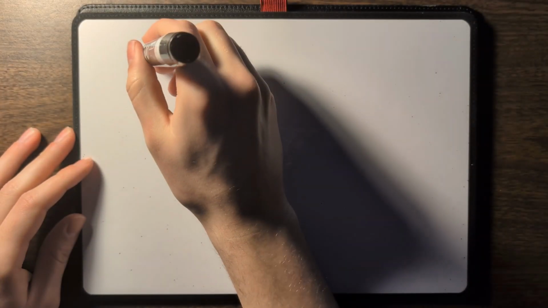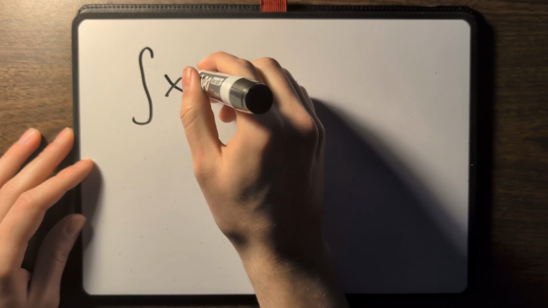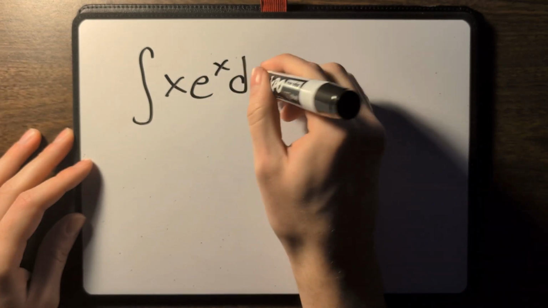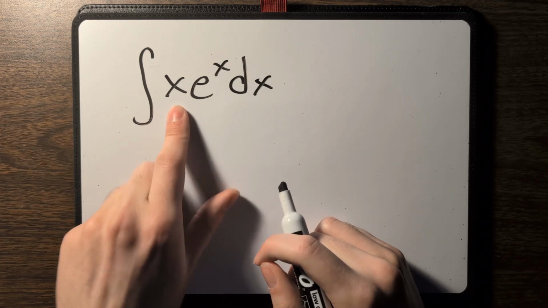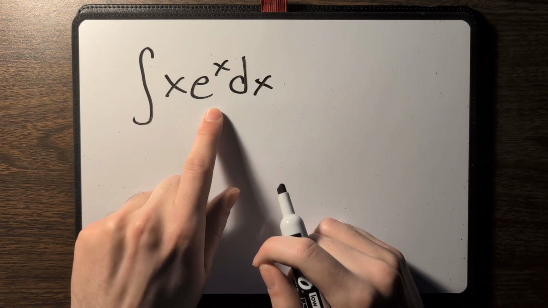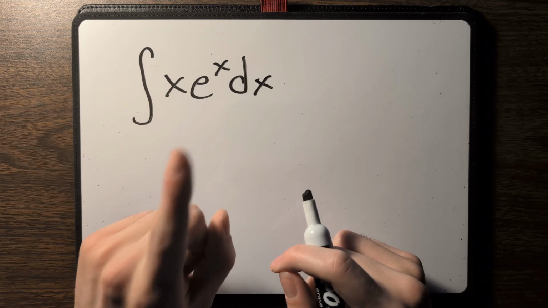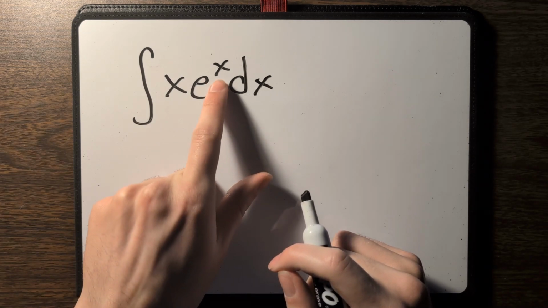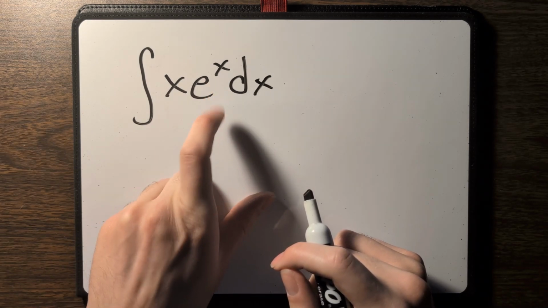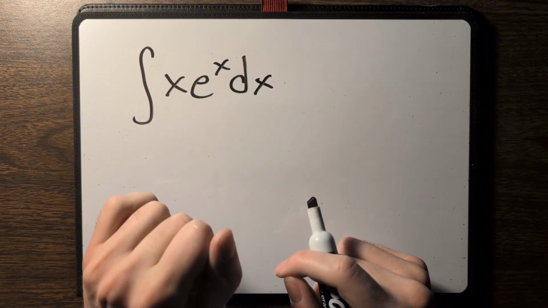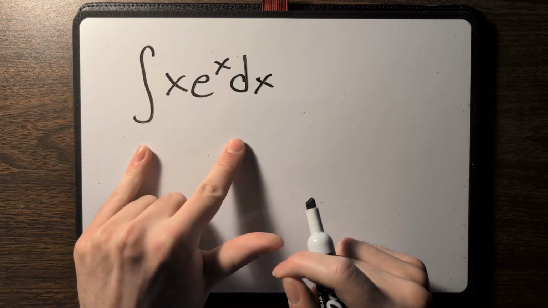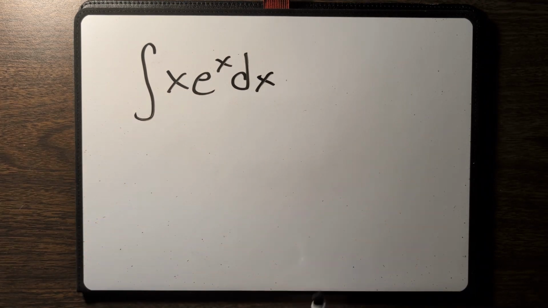All right. Let's try something that looks like this. So we have x times e to the x, and unlike before, we can't use u sub here because we don't have x squared inside the e to the x, so u sub won't help us here. In this case, we have to apply integration by parts.